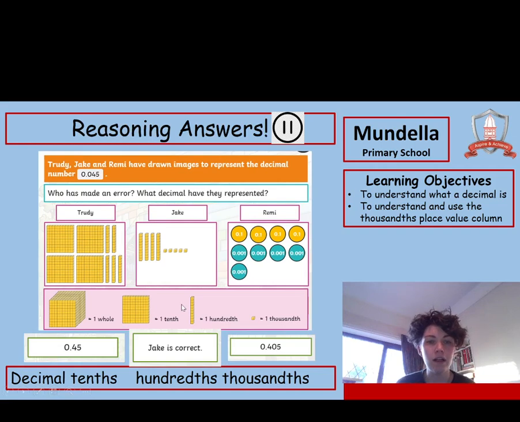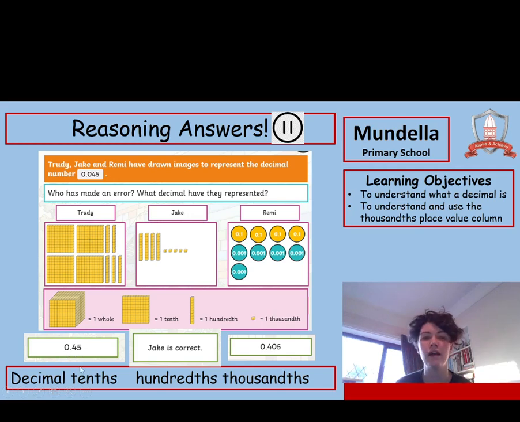And the answers are now on the screen. So Jake is the one who is correct. He's got 0.045. That is the correct one. We can see he hasn't got any tenths there, but he's got 4 hundredths and 5 thousandths. So that is correct. Trudy, on the other hand, has written 4 tenths and 5 hundredths, and that would give her an answer of 0.45.